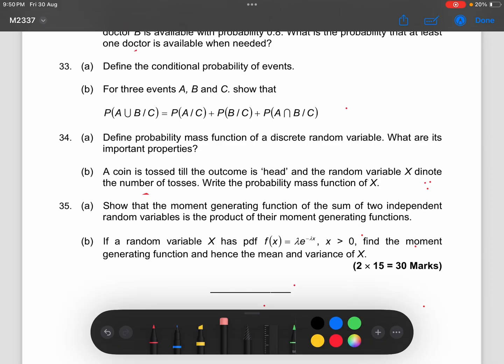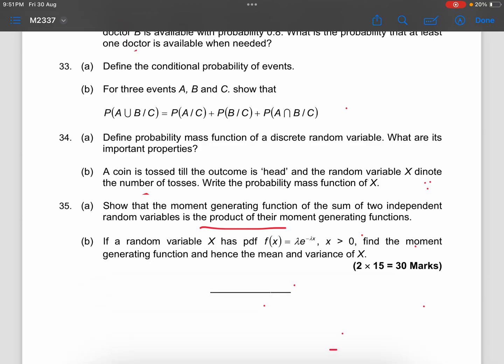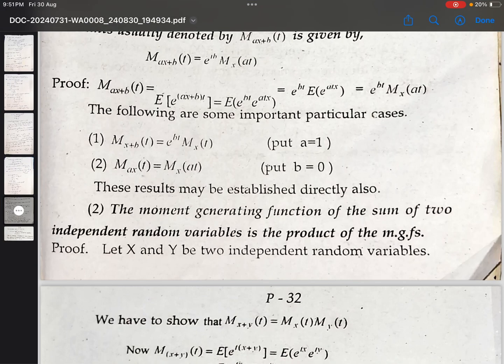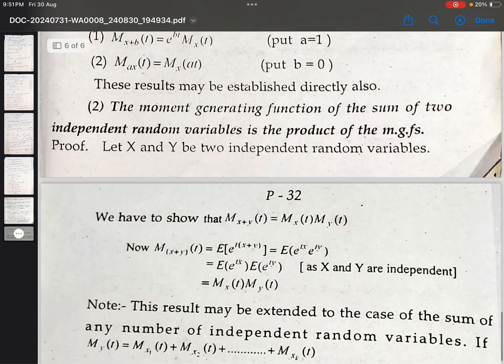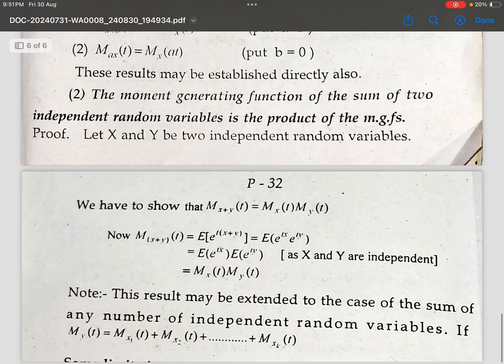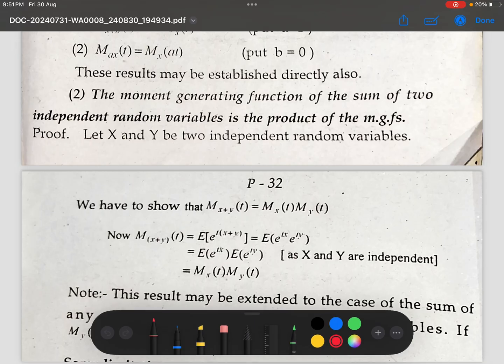Show that the moment generating function of the sum of two independent random variables is the product of their moment generating functions. We already discussed this question. The moment generating function property was discussed. The moment generating function of the sum of two independent random variables is the product of their MGFs.